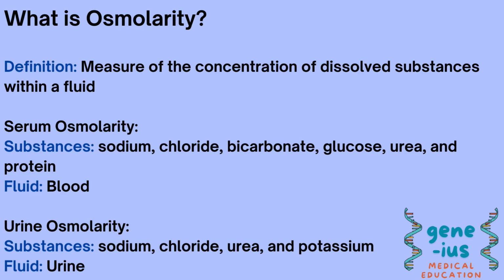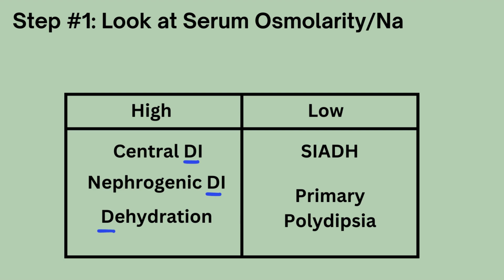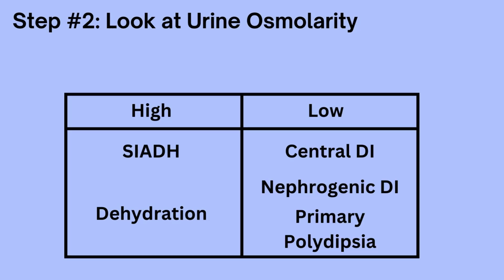And actually, when we look at serum, we can use serum sodium to give us a good idea of what the serum osmolarity is. Once we determine we have an osmolarity question, what we're going to do is look at serum osmolarity or serum sodium. If it is high, then we know that we are dealing with either central DI, nephrogenic DI, or dehydration. So all the ones that start with D. If it is low, we know we are either dealing with SIADH or primary polydipsia.